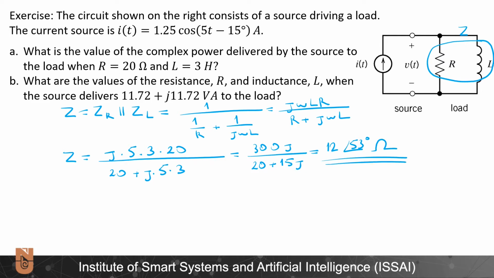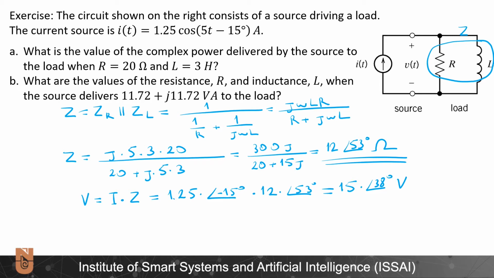Now, in order to find the complex power, in addition to the current, I need the voltage phasor. Voltage is equal to I times Z. This is 1.25 at an angle of −15° times 12 at an angle of 53°. Accordingly, 1.25 times 12 is 15, and 53 minus 15 is 38, so it is 15 at 38° volts. This is my voltage phasor.